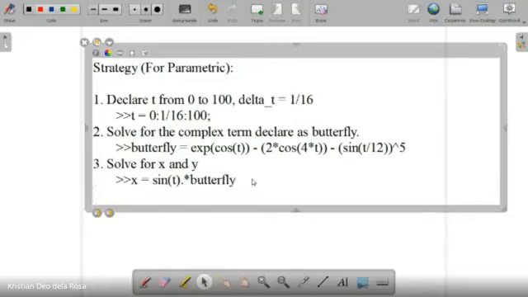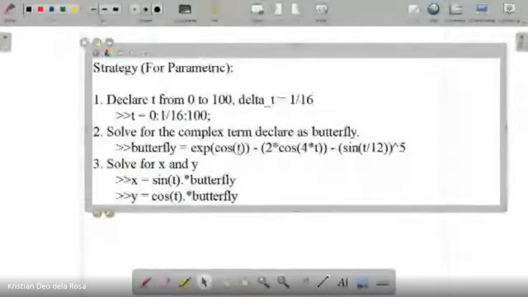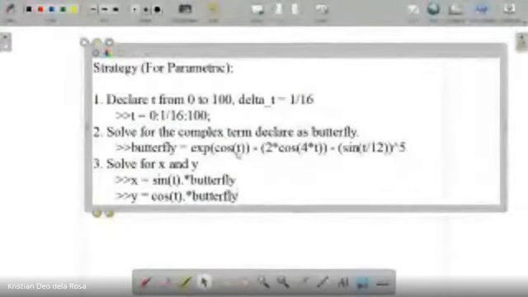Just to get a feel of what lies ahead. So y is equal to the cosine of t, and element-wise, dot asterisk butterfly. Alright, so that is the two equations. And mas magandang tignan, no? Because nasettle na natin dun sa number 2 yung ating x and y.